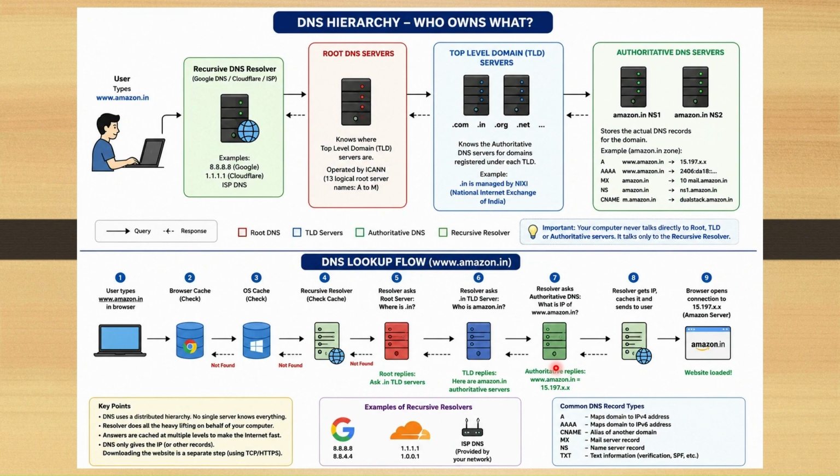Once the browser receives the IP address, it establishes a new HTTPS connection over TCP to the Amazon server using the destination IP address. Then it sends the HTTP request asking for web pages. Then the Amazon server responds with HTML, CSS, images, and other resources that are required to display the website. So remember, DNS translates domain names into IP addresses. And this is how all DNS lookup works.